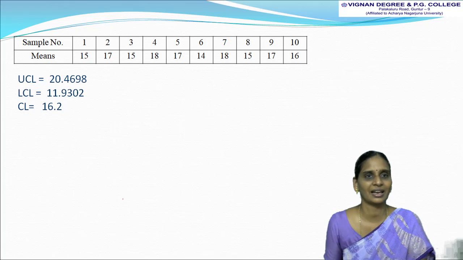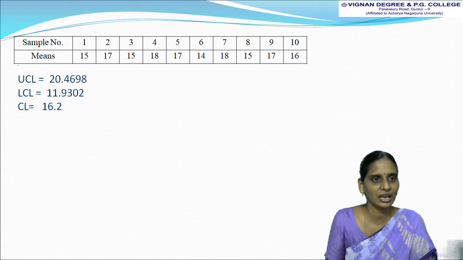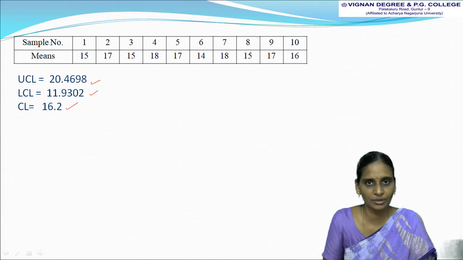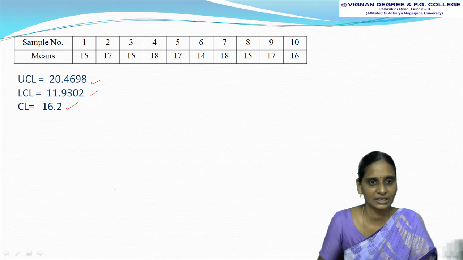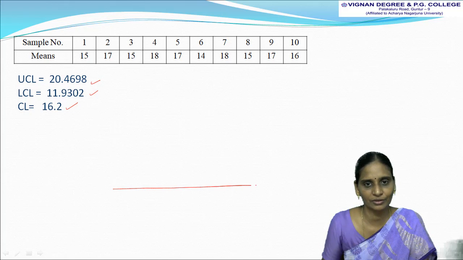Coming to the next slide. Here we have to construct the control chart for mean values. So these are the UCL and LCL and CL values, and this is our given problem. These are the 10 samples, corresponding mean values. Now we have to construct the mean chart. On the x-axis, we have to take the sample number.